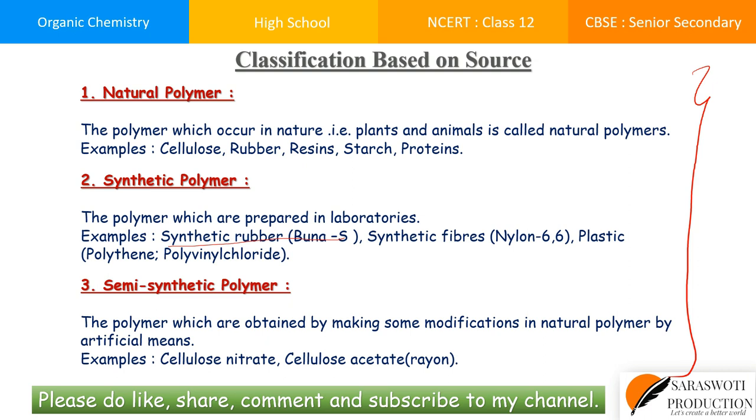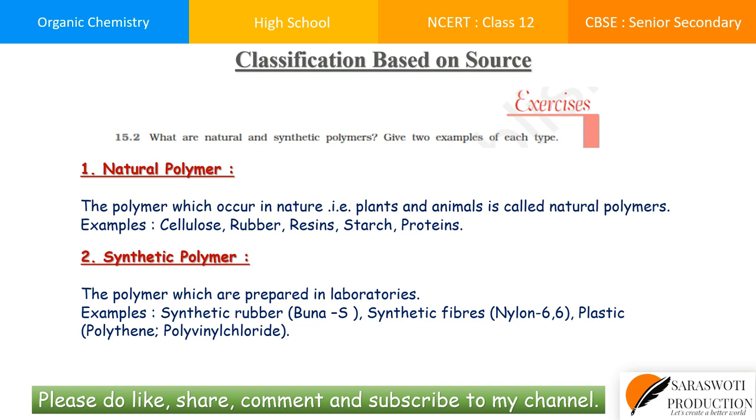So for the first aim, or first classification based on source, we have three types: natural, synthetic, and semi-synthetic. I want you to learn all of them in the same order, definition and example. Okay. Now let's see how they would ask a question from here. They would simply ask a question like, what are natural and synthetic polymers, and give two examples of each type. They have said two, but since last year, we have 20 marks for MCQ, so you can never say. So learn all the examples, they're very simple and to the point.